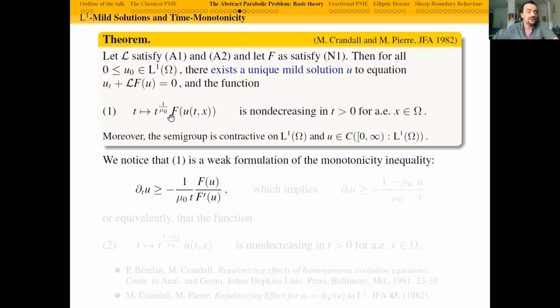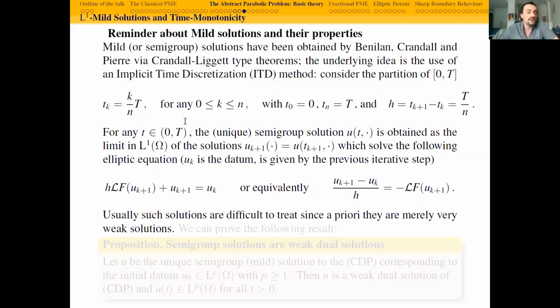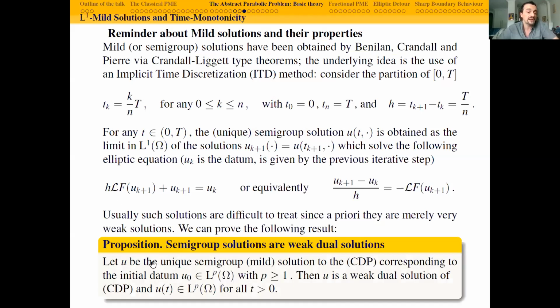When I say not exactly homogeneous, I mean that they can be two powers, one at the origin and one at infinity. Okay, so we have good approximants, we can construct our solutions. This is a reminder of how gradient flows are solved by means of the implicit Euler scheme. And then here there is a proposition that says there are these mild solutions, or semigroup solutions, either in H minus S or in L1, which are dual solutions.